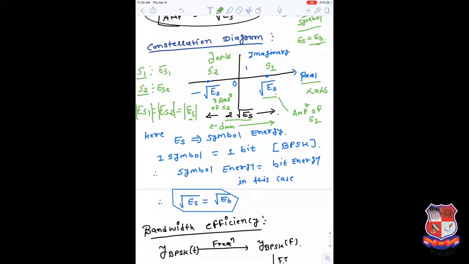If something is above the threshold, we will take the decision in favor of the S1 symbol. If something is below the threshold, we will take the decision in favor of symbol S2. So the threshold can be put at the midpoint, which is at 0. So this can be understood. This is a constellation diagram.